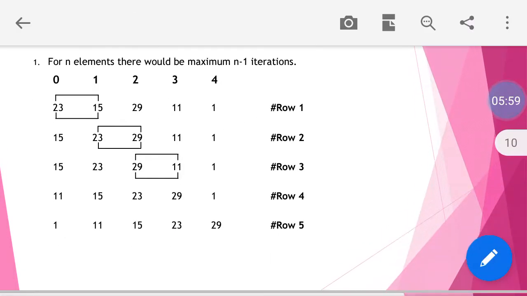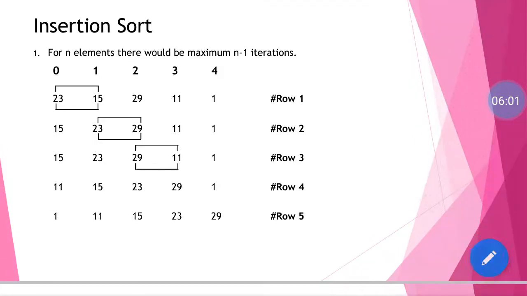Okay, coming to insertion sort. Again, here also insertion sort has maximum n minus 1 iterations. How does insertion sort work? In the first iteration, the first element will be compared with all the elements left to it. In the second iteration, the second element will be compared with all the elements left to it. In the third iteration, the third element will be compared with all the elements left to it.